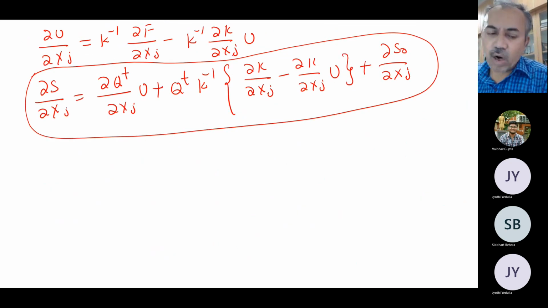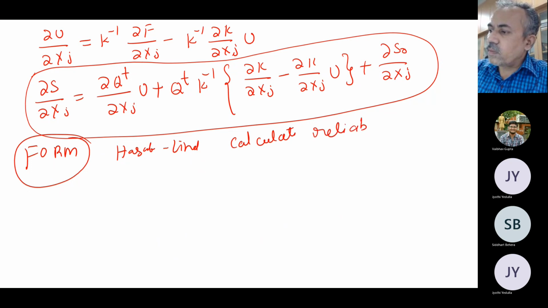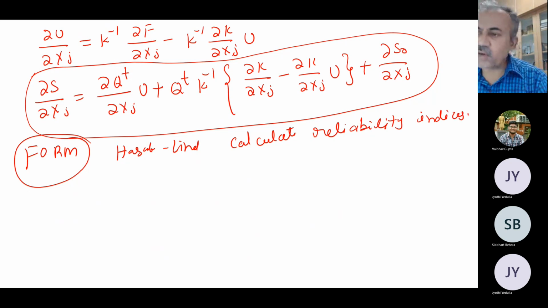Now once you know how to calculate the derivatives, and all the derivatives are calculated, you can use our FORM method, that is the first order reliability method, the Hasofer-Lind approach or whatever, and you can calculate the reliability indices. Moving forward, this is how we calculate all the numbers, by this perturbation and the chain rule of differentiation.